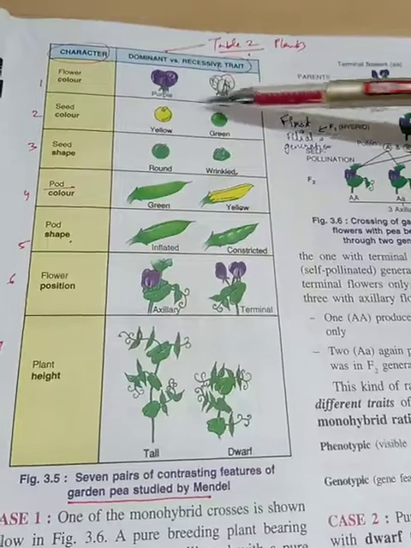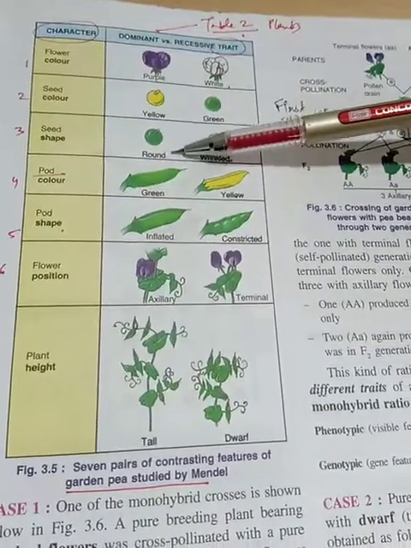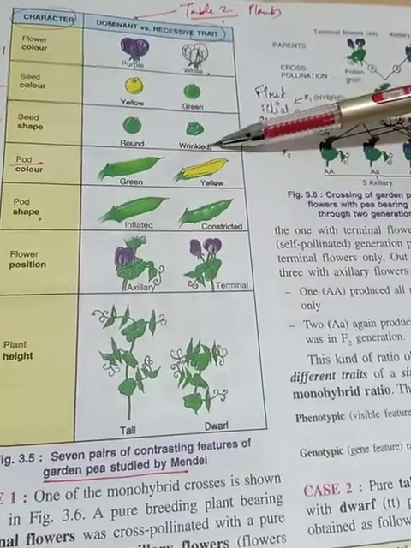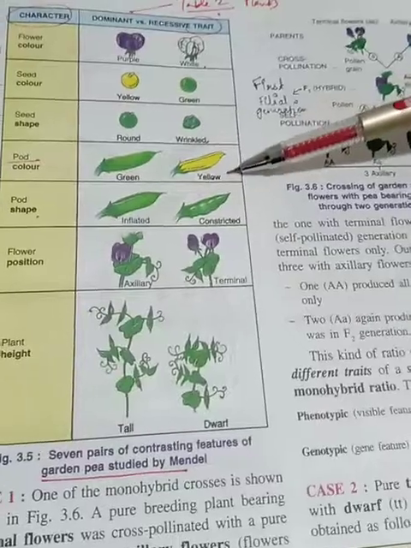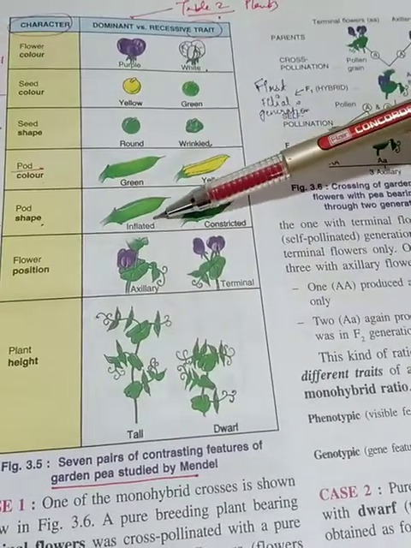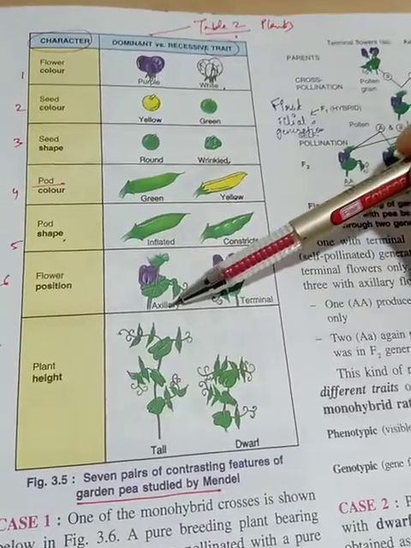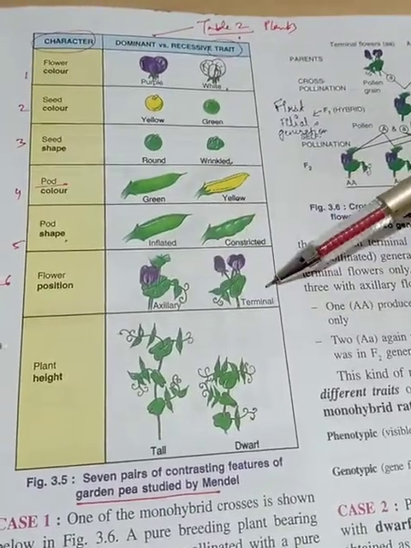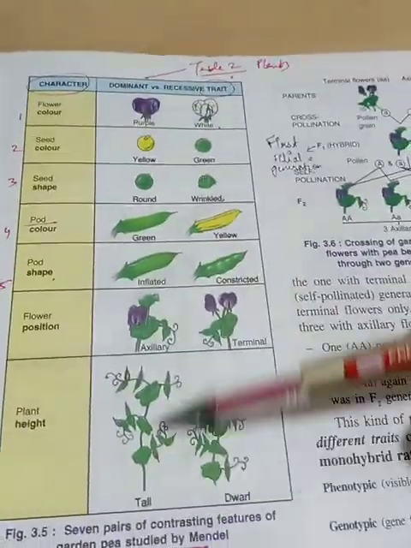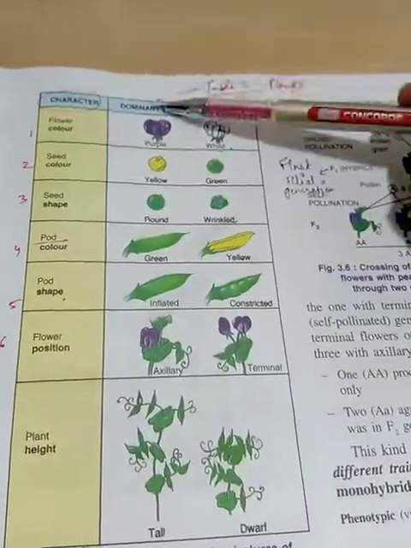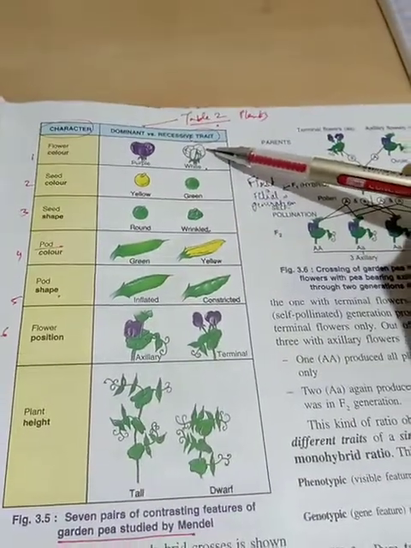Some flowers were purple, the others were white. Some seeds were yellow, the others green. Then round or wrinkled seed shape. Pod color, pod means the fruit. Some were green, the other plants yellow. The shape of the pod was sometimes inflated or constricted. The flower position was sometimes axillary or terminal, and some of the plants were tall or dwarf. Remember, the left side is the dominant trait and the right side is the recessive. Children, this you have to learn by heart, right?